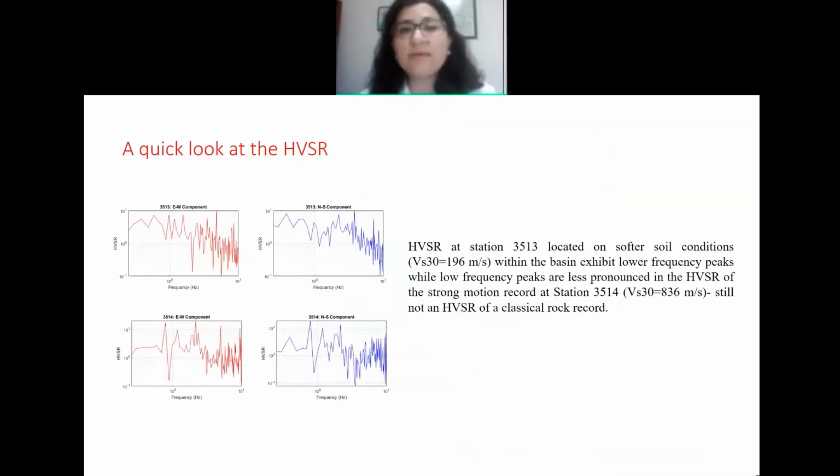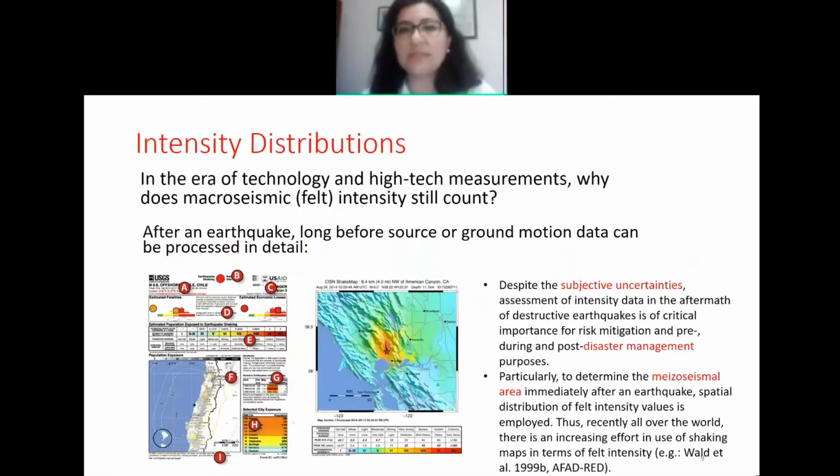And a very quick look at the HVSR. HVSR is the horizontal to vertical Fourier amplitude spectra. This is non-filtered, non-smoothed, everything is raw. What I see here is on the softer soil conditions within the basin, we see some lower frequency peaks, that's okay, with the site amplification and the basin effects. And we have less pronounced peaks for the rock station 3514. And again, I cannot say this is a classical HVSR of a classical rock station. And I know the soil mechanics lab is going to focus on this in detail.